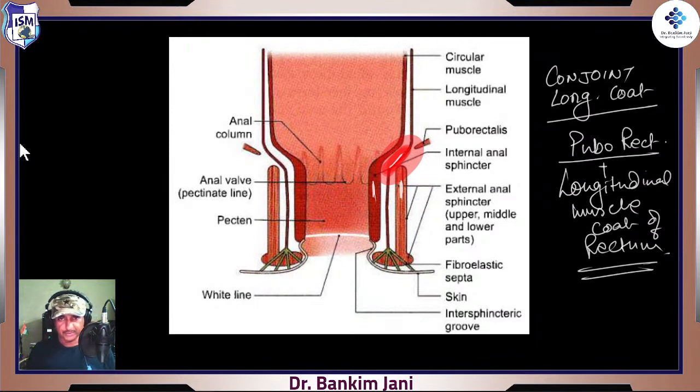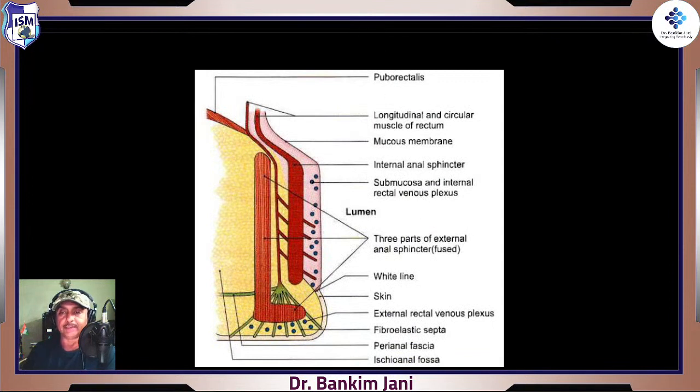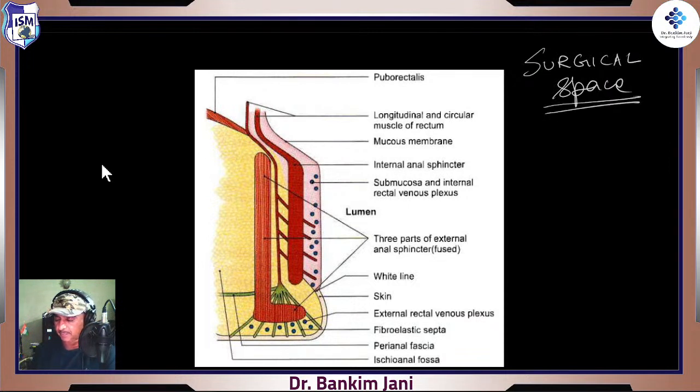The rest is all, if you see, on both the sides there would be the ischioanal fossa, white line of Hilton, and all those fibroelastic septa. See here. This is what is called the surgical space. These are the surgical spaces, worth understanding and pretty easy. First, we pick up the easiest thing. On both sides of the anal canal, this is the ischioanal fossa. So that's what the ischioanal fossa is.